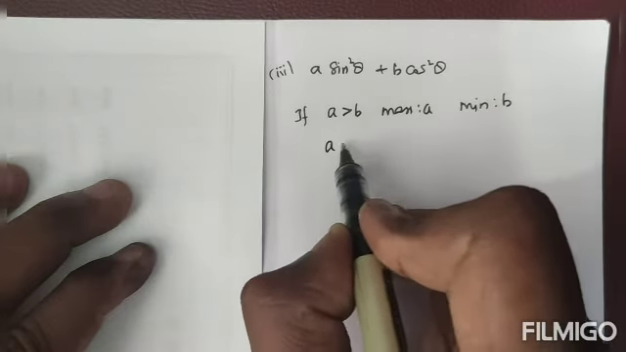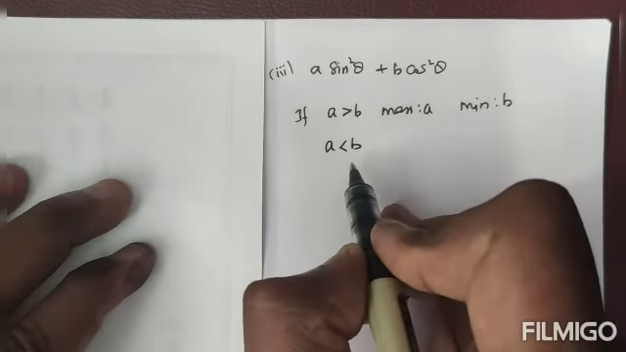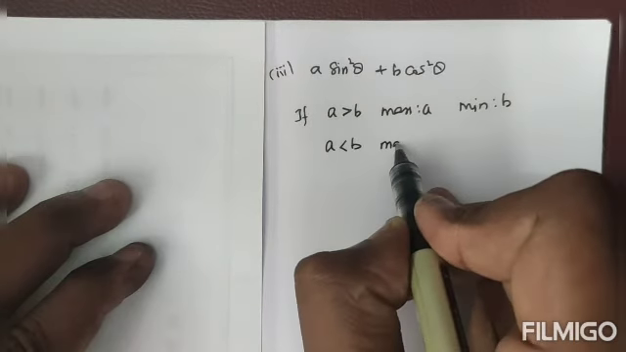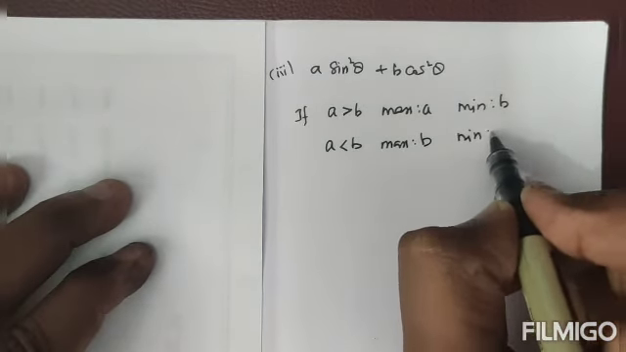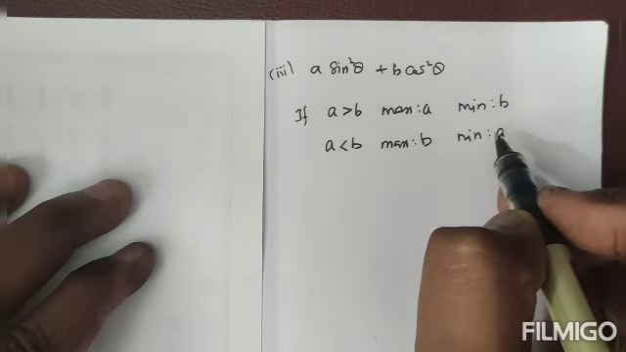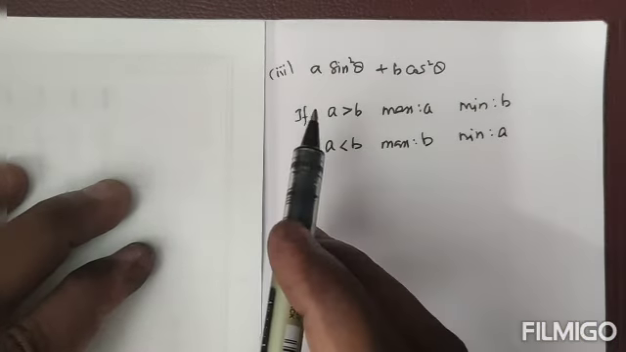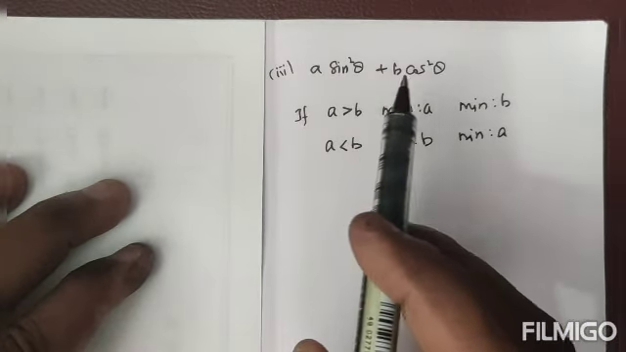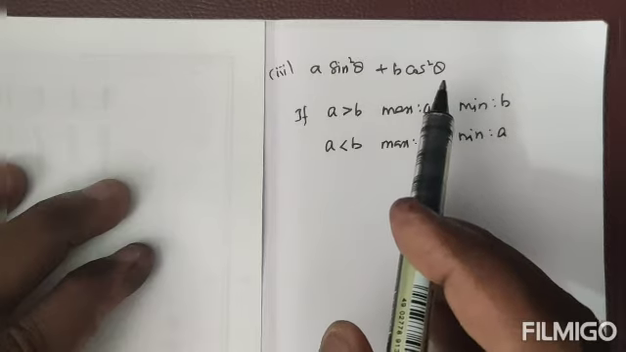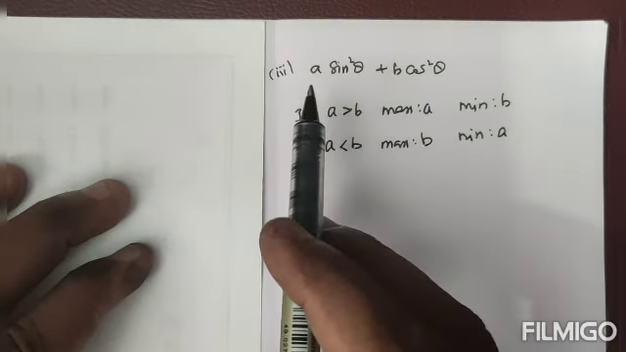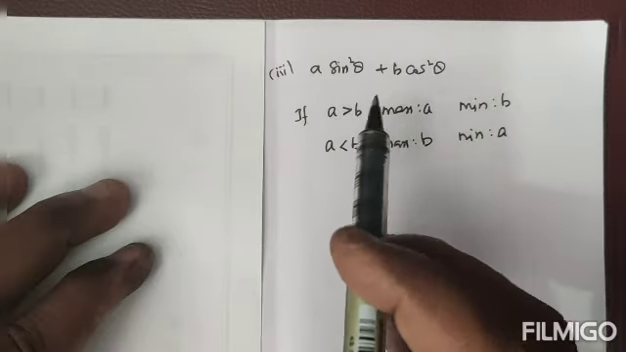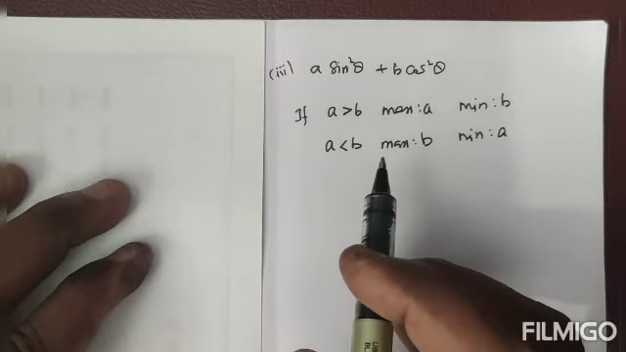Like that, if a is less than b, now the maximum is b but the minimum is a. Okay, so very simple. If it is sin square plus cos square, in this form we just compare a and b values, and directly we can say the maximum and minimum value.